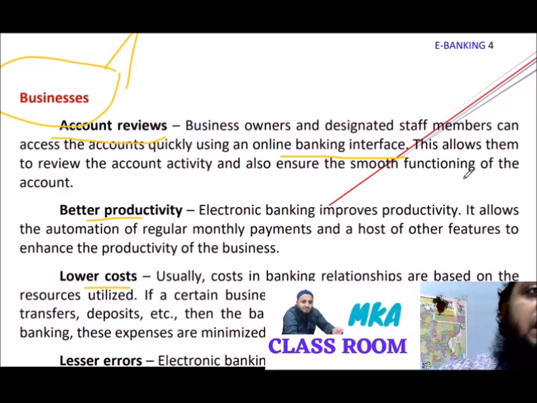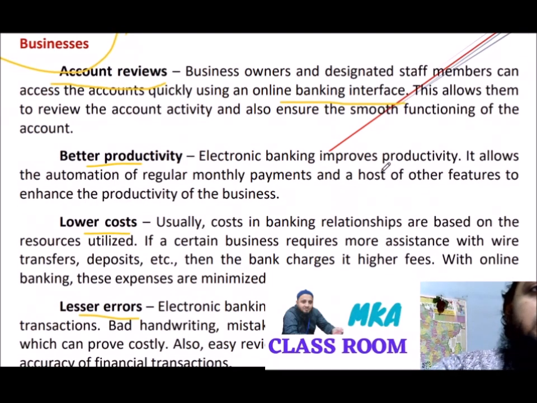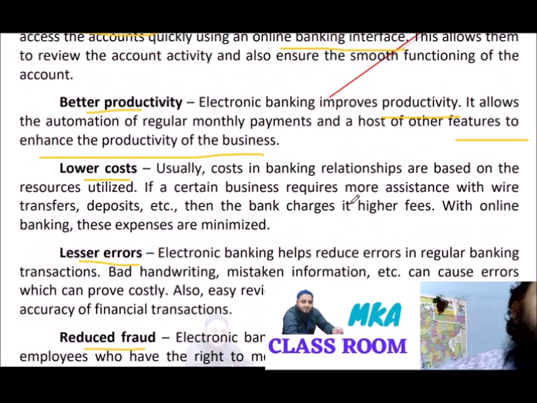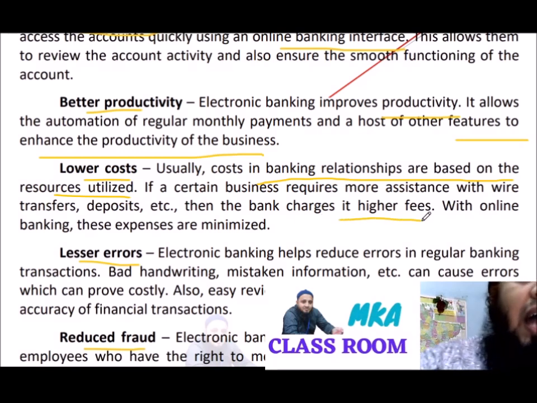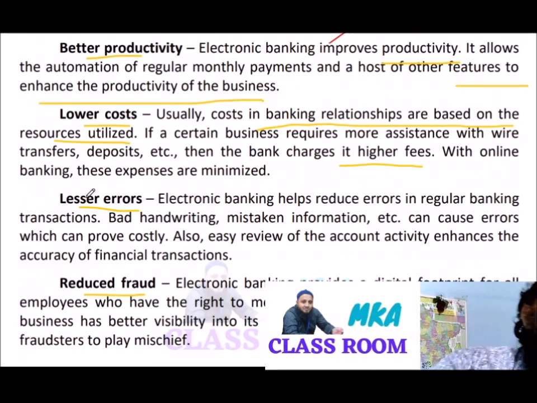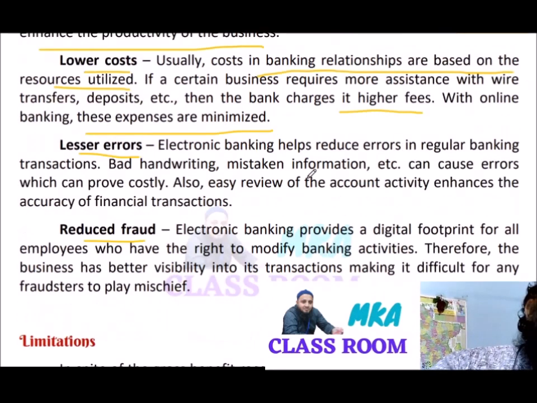Better productivity. Electronic banking improves productivity. It allows automation of regular monthly payments and a host of other features to enhance the productivity of business. Lower cost: usually costs in banking relationships are based on the resources utilized. If a certain business requires more assistance with wire transfers, deposits, etc., then the bank charges higher fees. With online banking, these expenses are minimized.